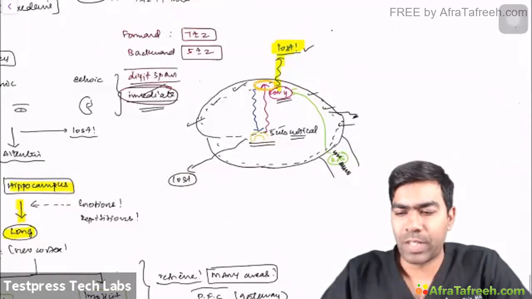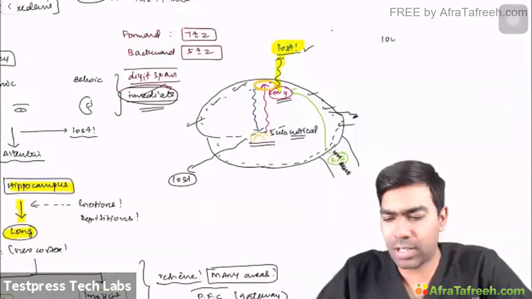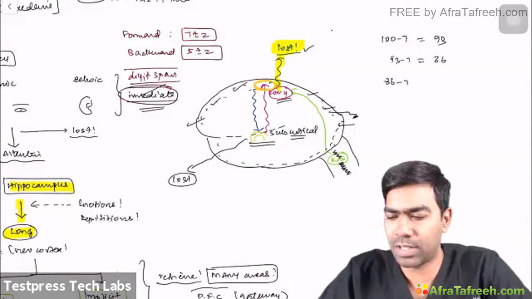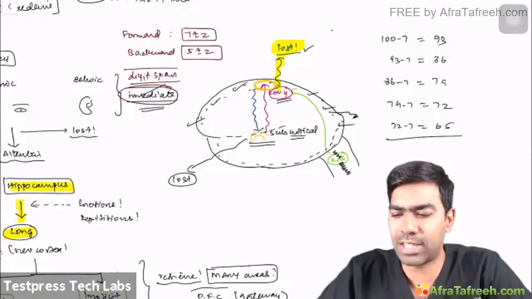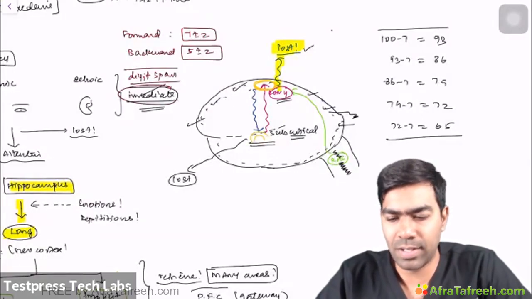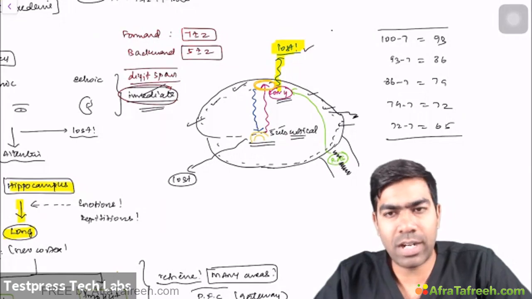And of course, there is something called serial sevens. For example, 100 minus 7 is equal to 93. 93 minus 7 is equal to 86. 86 minus 7 is equal to 79. 79 minus 7 is equal to 72. 72 minus 7 is equal to 65. This is called serial 7, where we keep on subtracting 7, 7, 7, 7. Remember, this is not a test of memory at all.